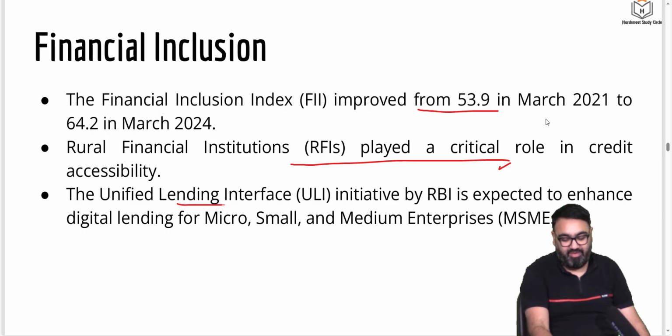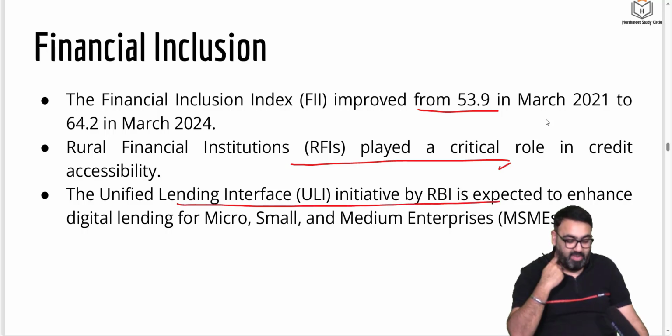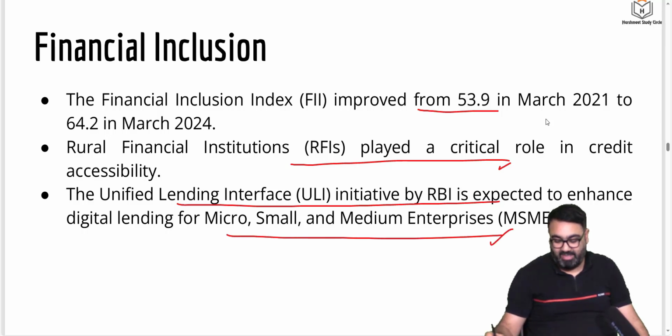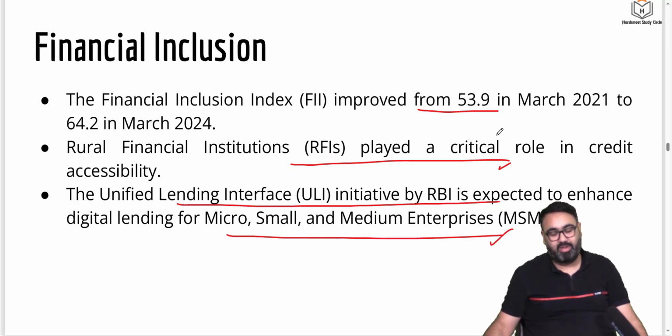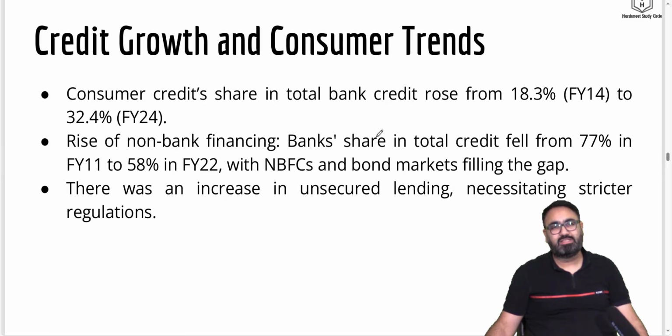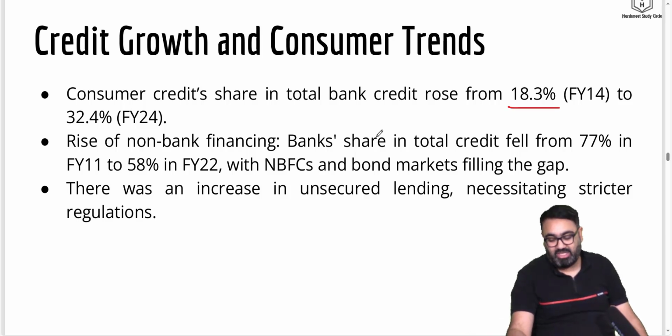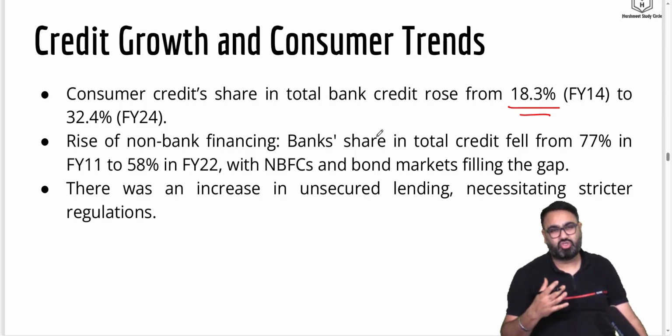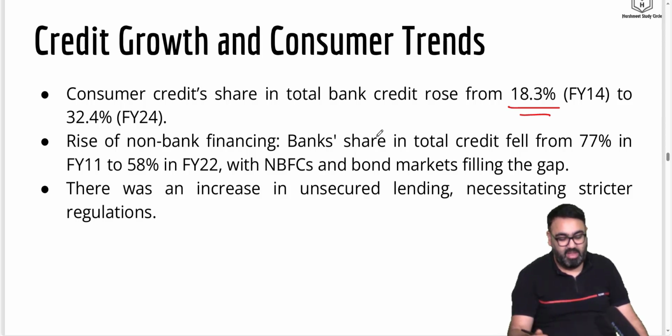We also had the Unified Lending Initiative by the RBI, which enhanced digital lending for MSMEs. So MSMEs, the small, medium enterprises, were given loans at much better conditions through the banks. Consumer credit also grew, meaning the loans given out to consumers rather than just corporates also grew. So banks were giving out more loans to individuals as compared to businesses, which is also a good sign because it will increase consumption.